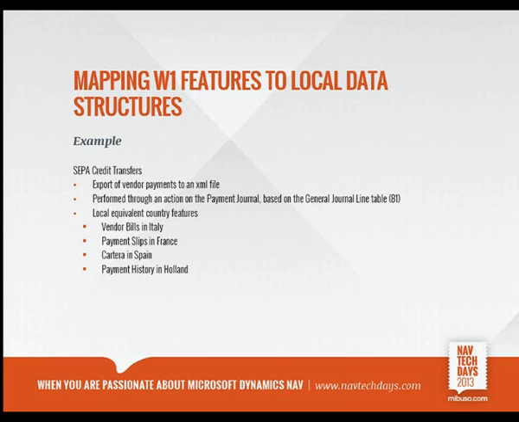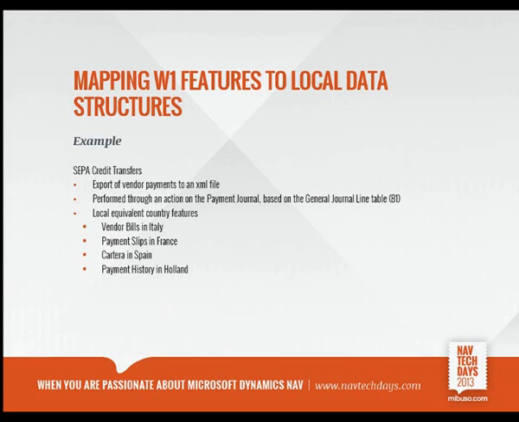So basically, it involves exporting vendor payments to an XML file. As Bogdana showed, there's an action on the payment journal, based on the general journal line table, called export to payments file. When we started investigating this feature, we discovered that there's vendor bills in Italy that does pretty much the same. You export vendor payments to a file. There's something called payment slips in France, something called cartera in Spain, and so on. So it really got very complicated, and we needed to do something to make it work.